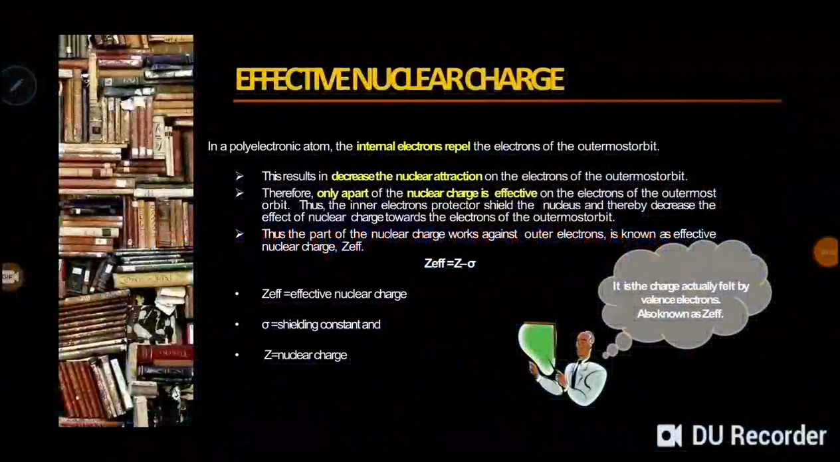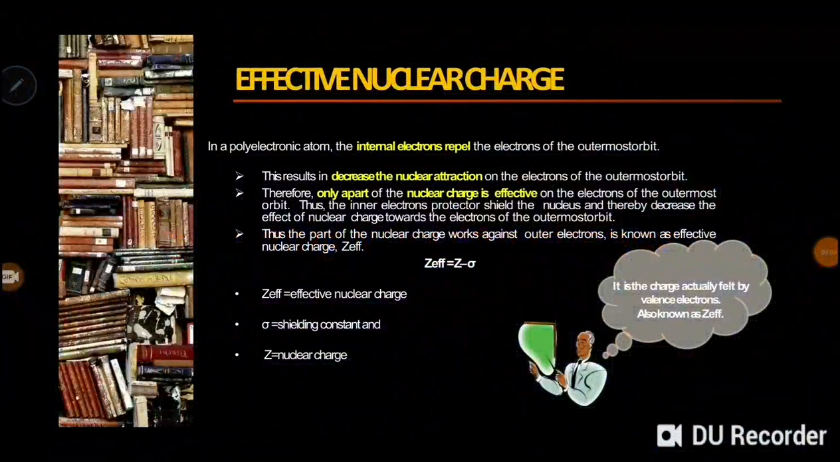So let's take a look at effective nuclear charge. Effective nuclear charge refers to the strength of the charge in the nucleus to attract the valence electron. The more protons in the nucleus, the greater their effect on the electron in the outer valence shell. So let's take a look at the periodic table.